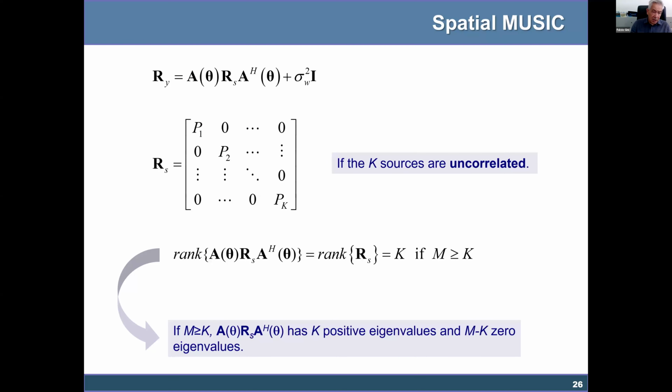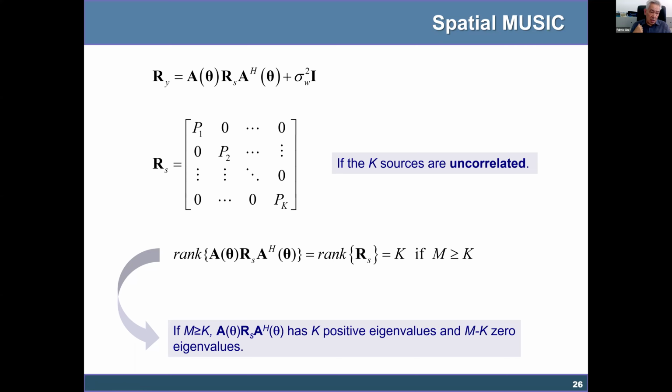Okay, let's describe MUSIC. First, assuming that the K sources are uncorrelated. So if the K sources are uncorrelated, the covariance matrix of the signal is diagonal. And on the main diagonal, you have the power of the K sources. So in this case, the rank of the signal correlation matrix is equal to K.